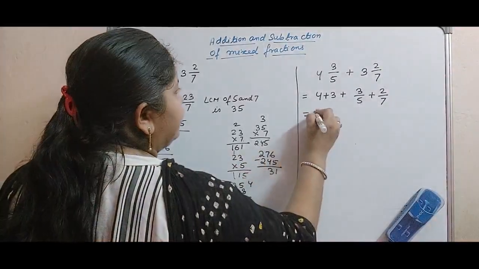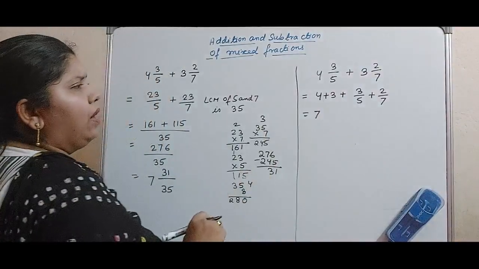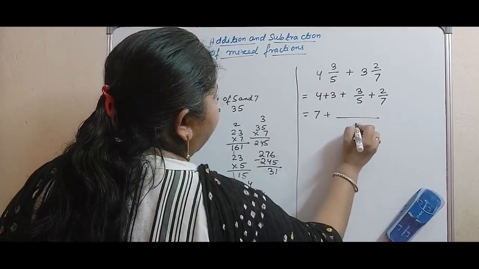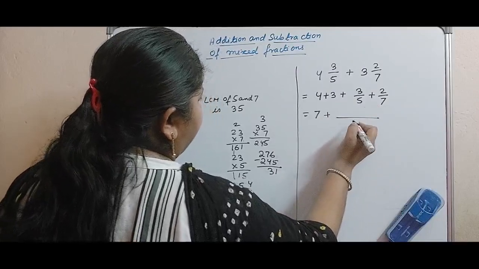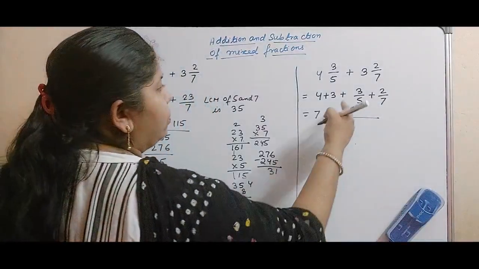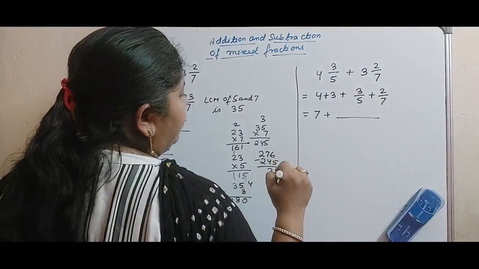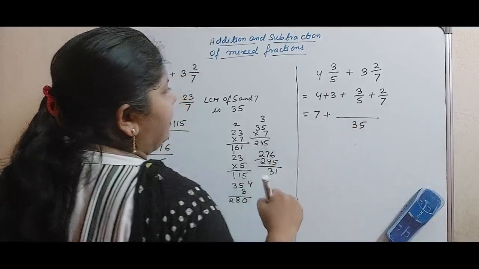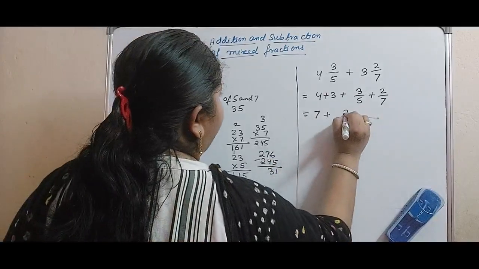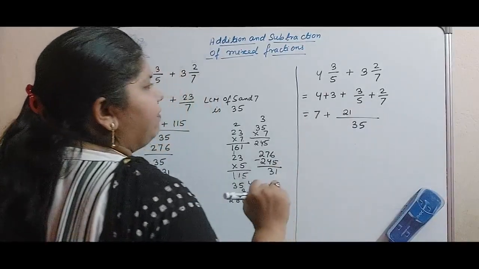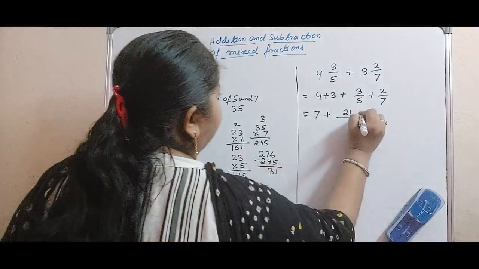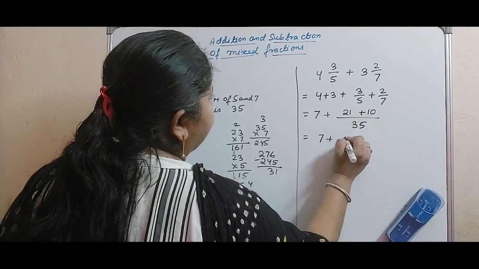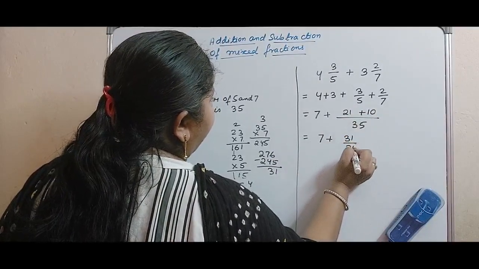4 plus 3, 7, it remains intact. Now we have to just add these two fractions. 7 and 5, again there is no common factor. So for the LCM just take the product of 7 and 5, that is 35 we got. 35 divided by 5 is 7, 7 3s are 21. 35 divided by 7 is 5, 5 2s are 10. So what we got here, 21 plus 10 is 31 by 35.